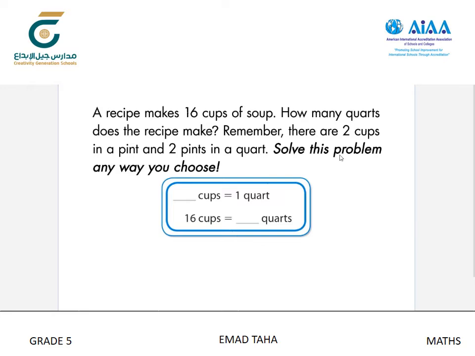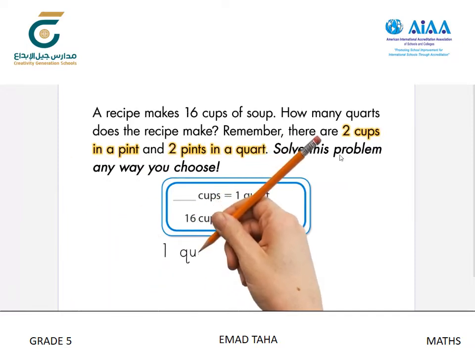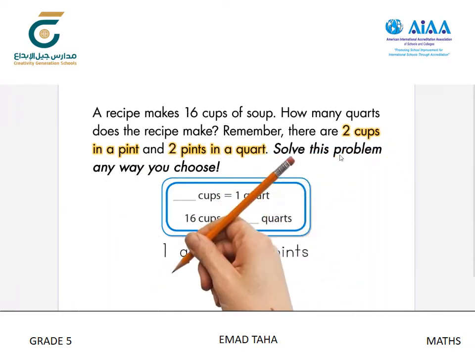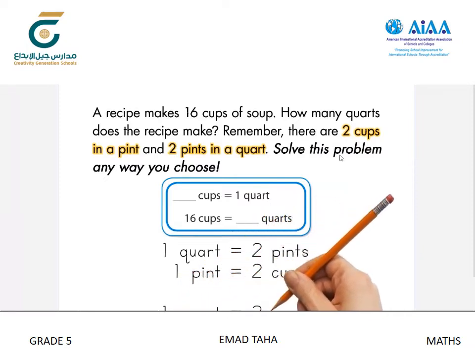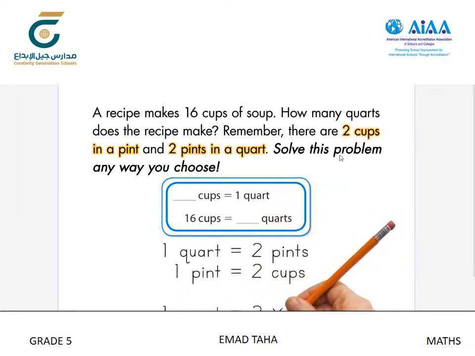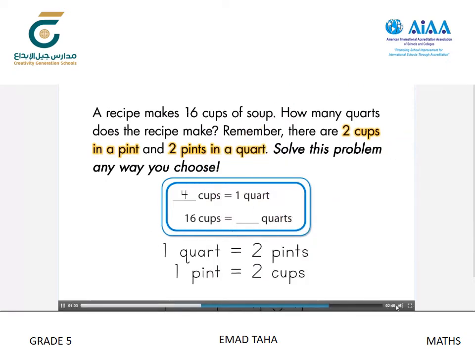This problem is key because students use what they know about converting units of measure to determine the number of quarts that are equivalent to 16 cups. Look for students who use the given information to find the number of cups equivalent to 1 quart. They may reason that, because a quart is equivalent to 2 pints, and 1 pint is equivalent to 2 cups, 1 quart is equivalent to 2 times 2 cups, or 4 cups. Then they use this information to complete the second equation.